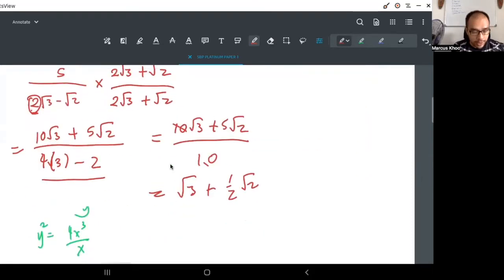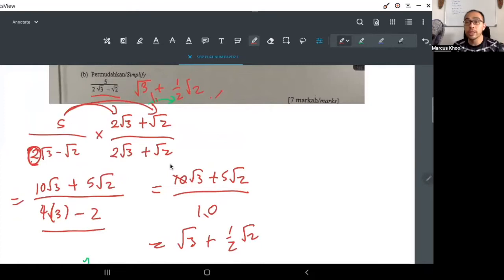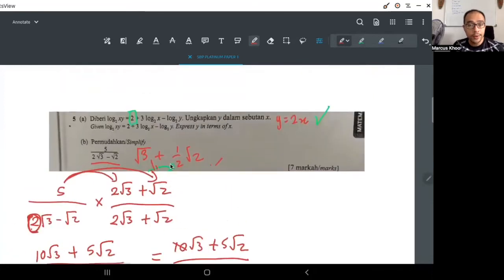Okay, so I made a mistake just now. I forgot that these two you also need to conjugate. So bring it together so that when you multiply, the root 2 and root 2 will become 2. The root 3 and root 3 become 3, but the 2 and 2 will become 4. Okay, then you can simplify it from there. All right.